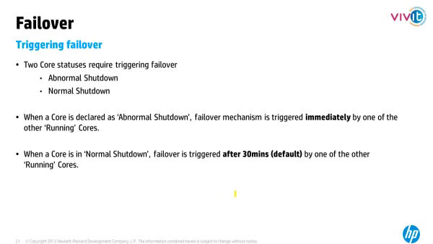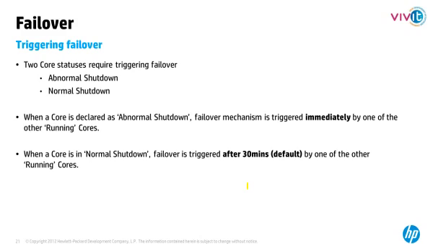That's more interesting. When core 1 and core 3 in our scenario decide that core 2 is abnormally shut down, they will trigger the failover immediately. But remember, it takes core 1 and core 3 10 minutes to figure out that core 2 is down. You can configure it, by the way. Default is 10 minutes. You can make it 5 minutes or a couple of minutes. When you come to the normal shutdown, failover is triggered after 30 minutes.